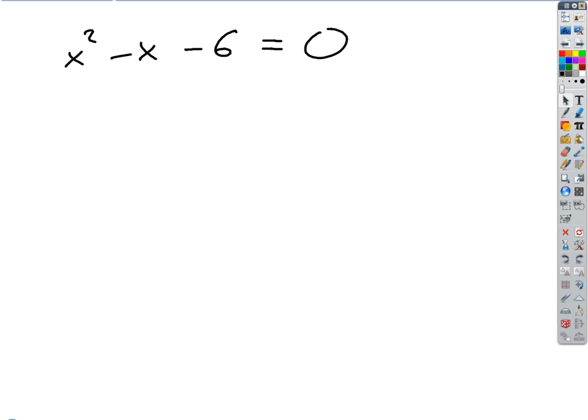Okay, this is a quadratic equation in standard form because it's written in the form ax squared plus bx plus c equals 0. Okay? So it's not a function, it's an equation. It's got an equal sign in it. Quadratic equation in standard form.